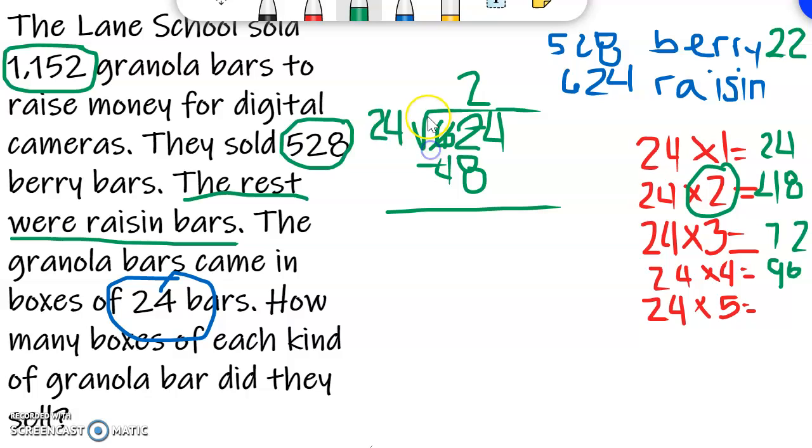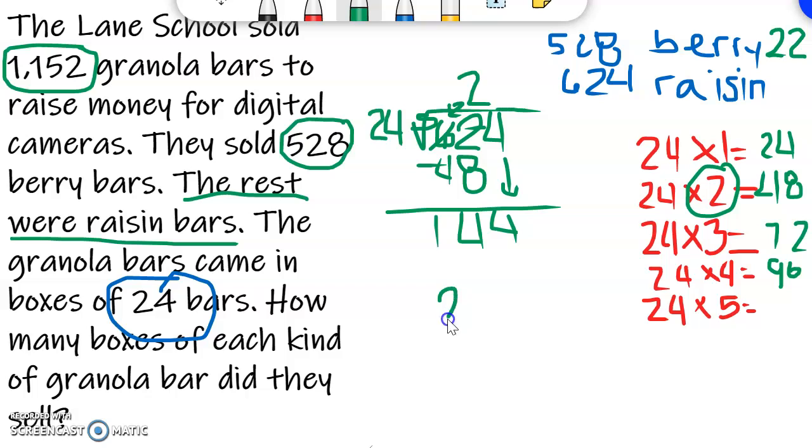2 can't subtract 8, so I'm going to borrow, change my 6 to a 5, my 2 to a 12. 12 subtract 8 is 4. And 5 subtract 4 is 1. So now I have to bring down my 4. So I have to ask myself, how many 24s are there in 144? Well, I did not go far enough with my cheat sheet. My cheat sheet stops at 96.